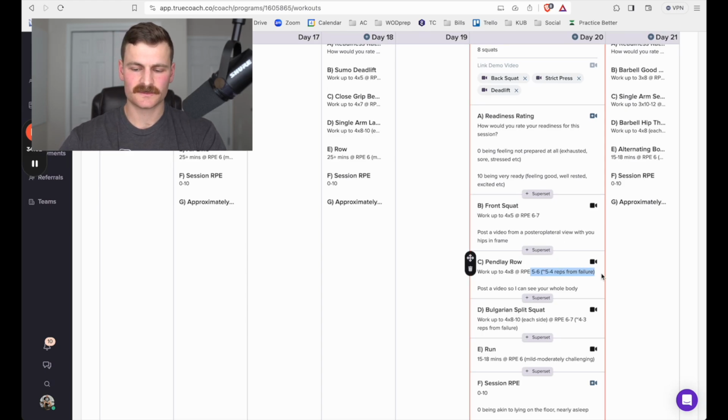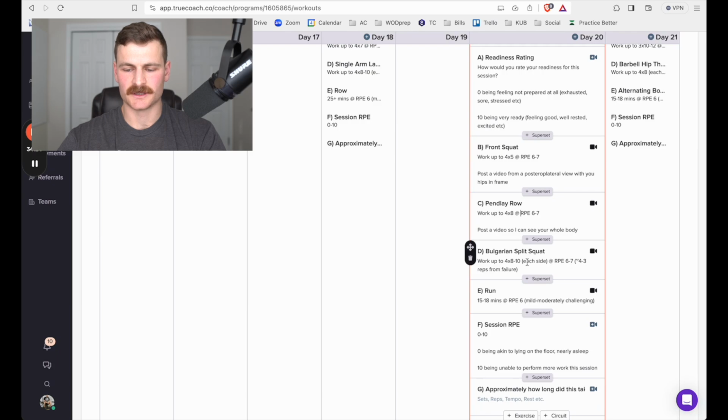Pendlay row, historically I've kept the volume higher on these ones just because. Same sort of thing, it kind of depends on the goal. If they really want to improve their deadlift, then this is going to be good for getting into the start position and building tension in the bottom of the deadlift. But for him, if we're just doing a lat and upper back workout, then we're going to want to keep the volume higher.